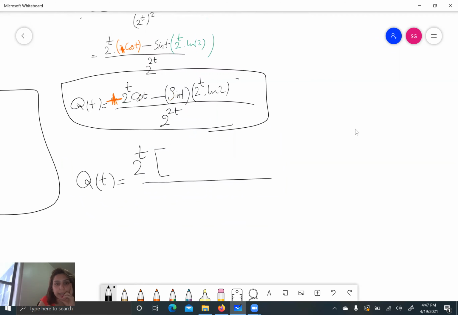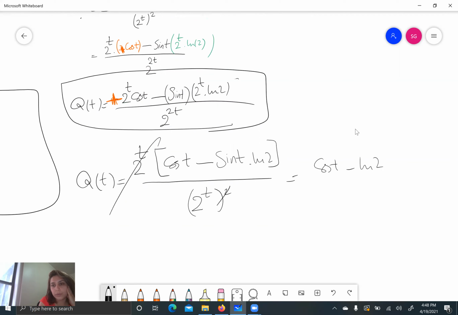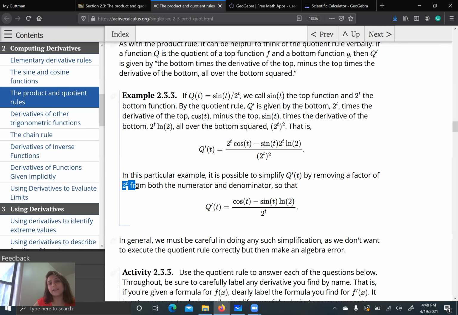So we factor 2^t. It's going to be cosine of t minus sine of t times natural log of 2, over 2^t squared or whatever. When you cancel that, you end up with cosine of t minus natural log of 2 times sine of t, over 2^t. So in the textbook, they simplified it further, meaning that they factored 2^t from the numerator and it canceled with one of the 2^t in the denominator. And this is the final answer.